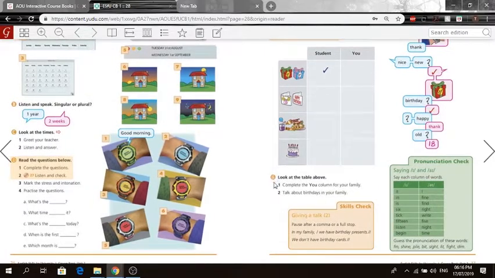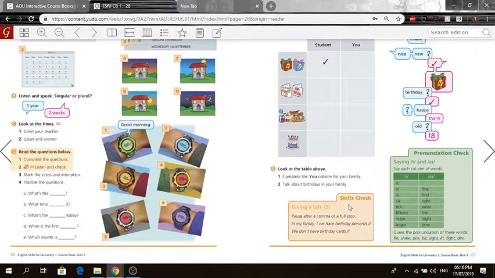Okay, so now exercise G. Look at the table below. Alright, this is a part where I want you guys to understand because this will help you in writing and in speaking and when you guys read too, okay? So 1, complete the you column for your family. And oh, actually, never mind. Talk about birthdays in your family. Let's just go to skills check here first. So, giving a talk, okay? So, pause after a comma or a full stop. So, let me break this down for a second. So, you guys know when you start a sentence and you see a comma, don't panic, okay?